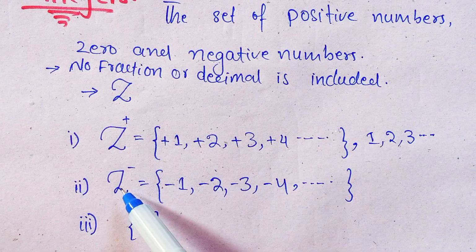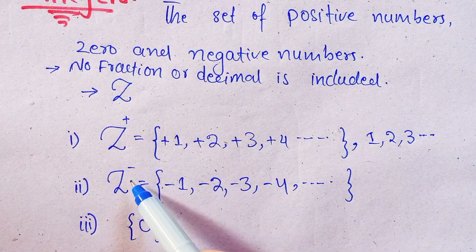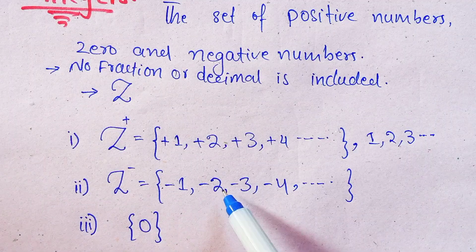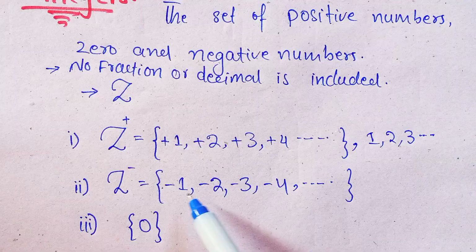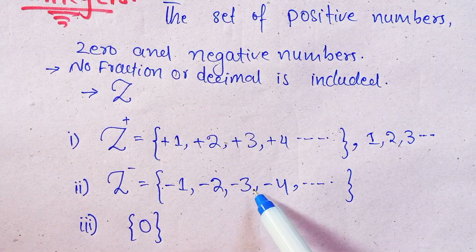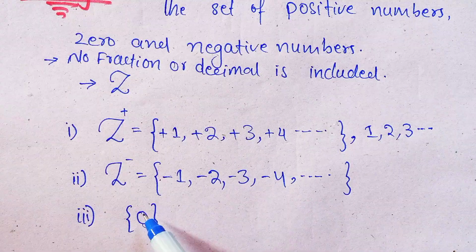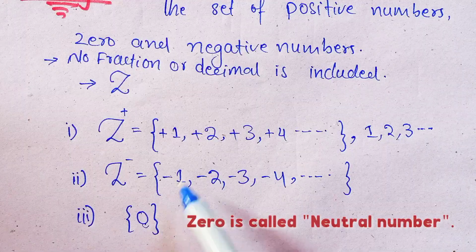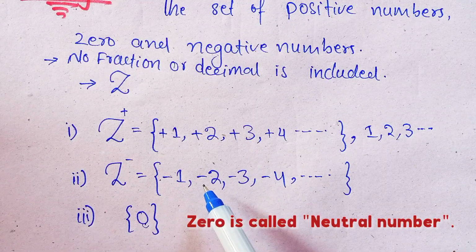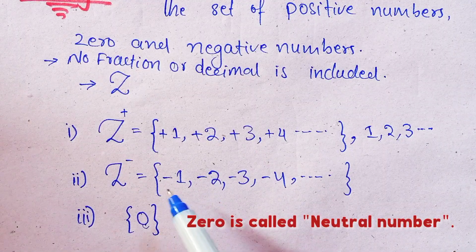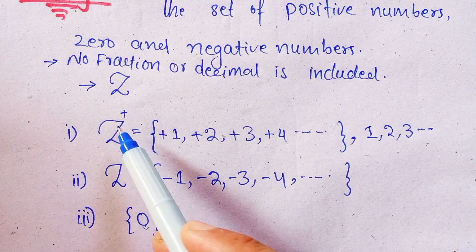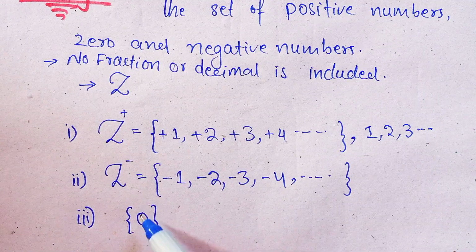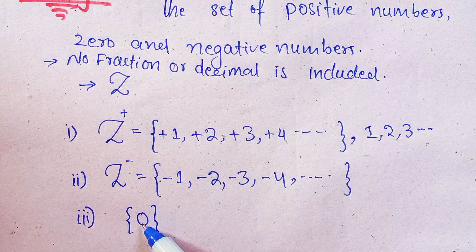The negative numbers are represented by Z with a negative sign, and these numbers can be expressed as the number with a negative sign before them, just like negative 1, negative 2, negative 3, and so on. And the third part is 0. 0 is neither a positive number nor a negative number. So these are the three types of integers. The first one is positive integers, the second one is negative integers, and the third one is 0. It is neither positive nor negative.